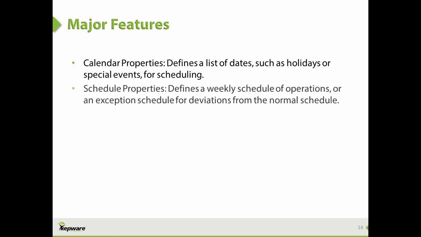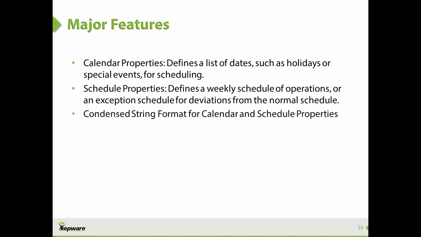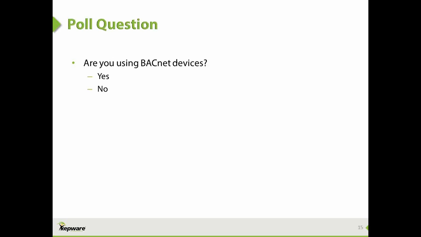So again, we've supported the schedule object prior to this release, but the new properties in the schedule objects define a weekly schedule of operations, like what we gave in the example just a moment ago, or an exception schedule. So those are the new properties: date list, weekly schedule, and exception schedule, the three new properties we support for those scheduling objects. The way we display these properties is in what's called a condensed string format, and we'll see what that is in a moment. And we do support automatic tag generation for these new object properties.